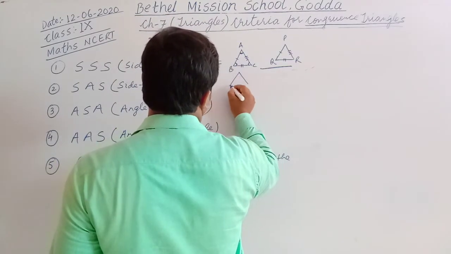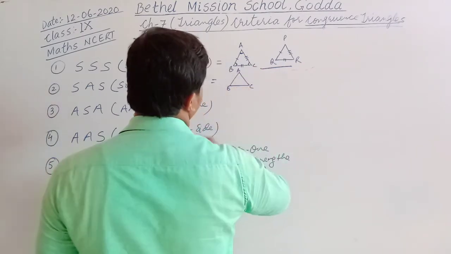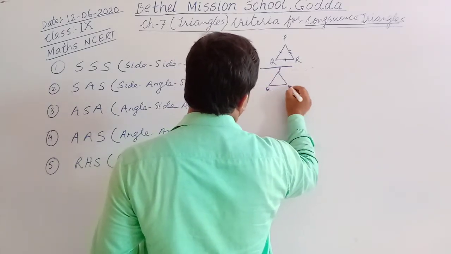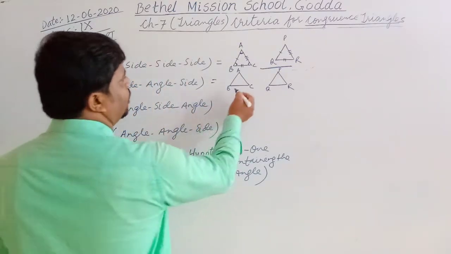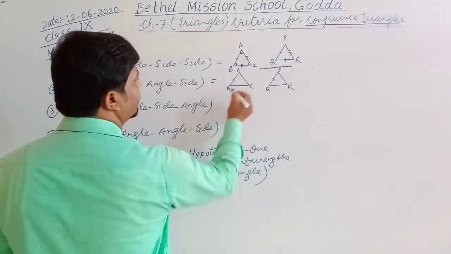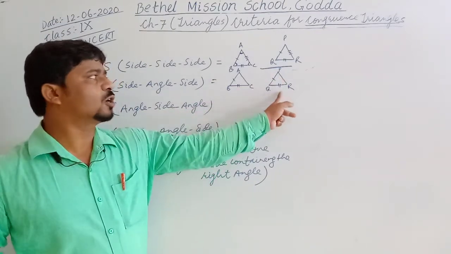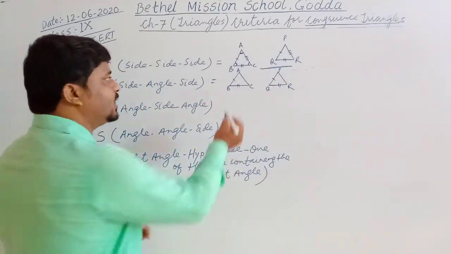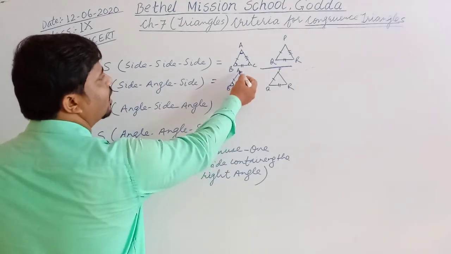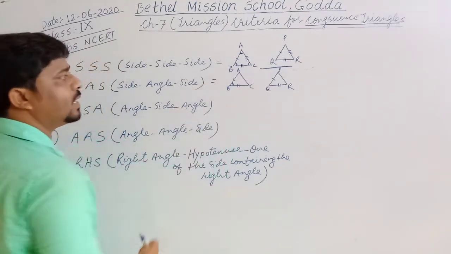So see this property by the diagram. This is ABC. I have drawn ABC, and here this is PQR. This side is equal to this side, and this side is equal to this side. Means AB is equal to PQ, BC is equal to QR, and included angle of these two sides, what will be? This will be angle B. Included angle of side AB and BC is angle B.